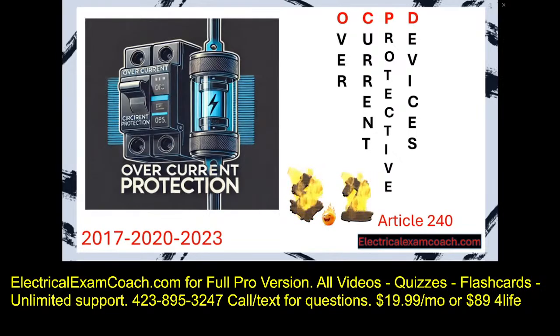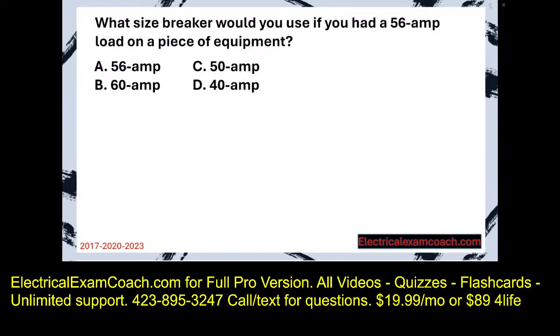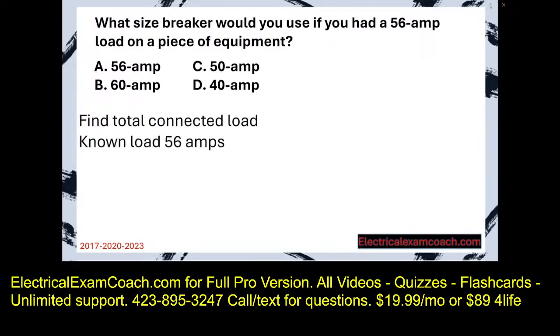Let's get to it. What size breaker would you use if you had a 56 amp load on a piece of equipment? Step 1, find the total connected load. The known load as of right now is 56 amps. Now we check for demand factors. In this case, it doesn't mention that it's a continuous load or it's running for any specific amount of time.